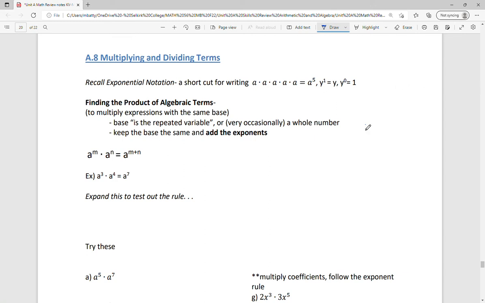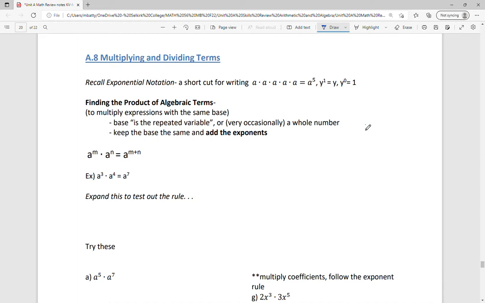So winding up our intro to algebra and this review of arithmetic section is A8. So we've gone through adding and subtracting terms in algebra. Now we're going to finish up with the other two operations of multiplying and dividing terms. So we're kind of switching the rules here. Well, not switching the rules, but they're different rules.